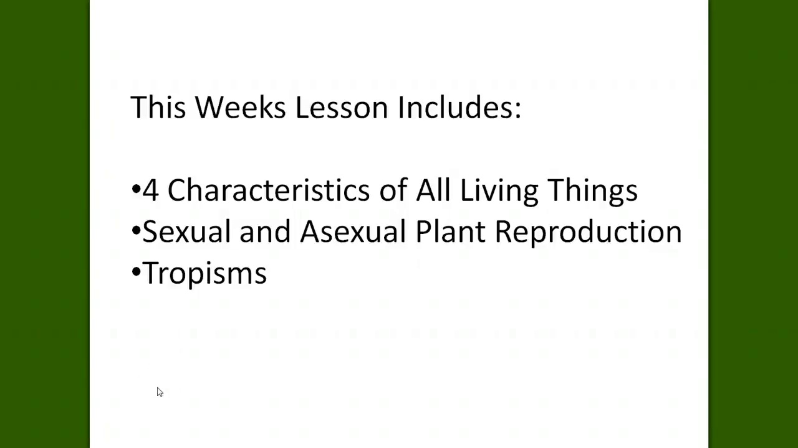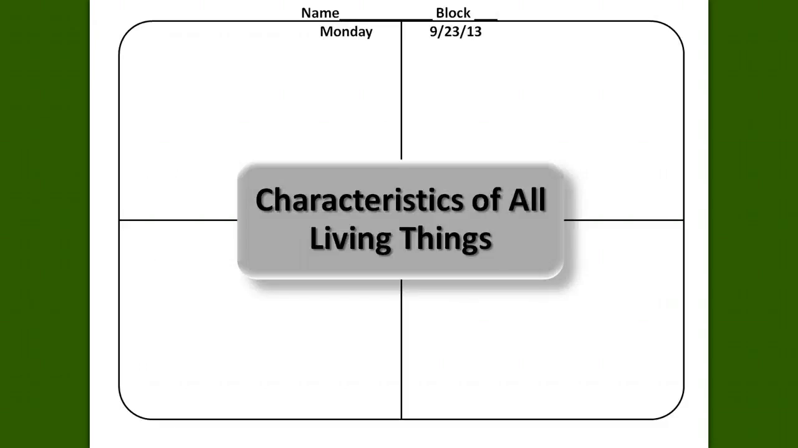Hello, 6th grade students. This week's lesson includes 4 characteristics of all living things, sexual and asexual plant reproduction, and tropisms. Let's get started. I'd like you to make sure that you fill out this paper as we discuss the characteristics that all living things share.